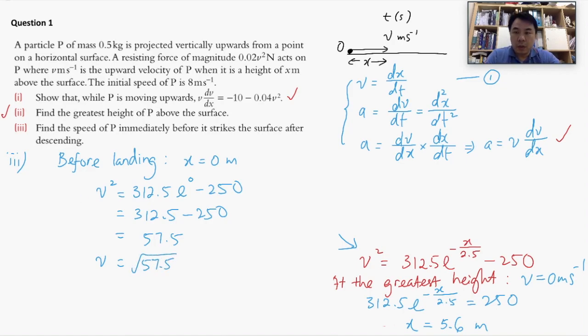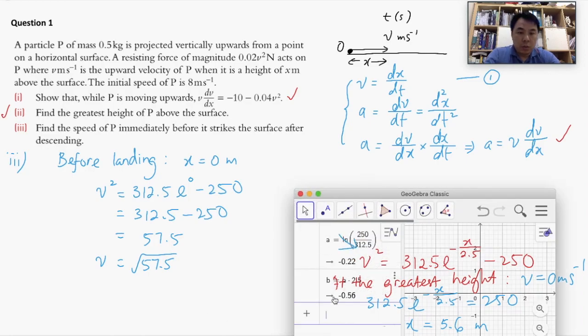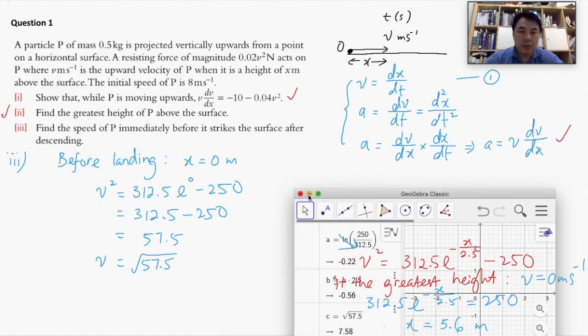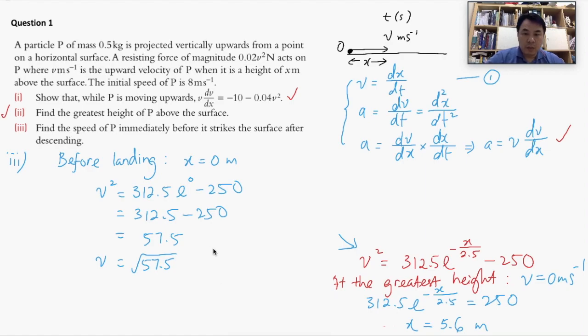Let me get the GeoGebra to calculate this. So the speed of P immediately before it strikes the surface is equal to 5.9, I think. Oh, sorry, 7.58 meters per second. All right, so I hope that is clear for the first question. Okay, we're going to move on to the second question now.